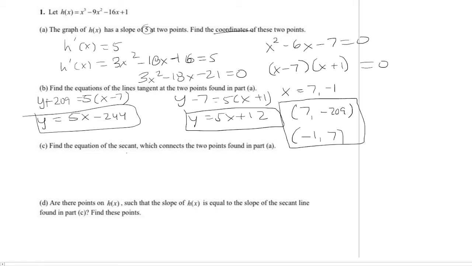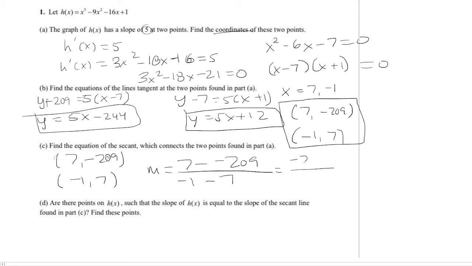For part C, we want to find the equation of the secant line, which connects the 2 points found in part A. So part A was 7 comma negative 209 and negative 1 comma 7. Slope is y2 minus y1 over x2 minus x1. This is negative 216 over, this is positive 216 over negative 8, which is negative 27.